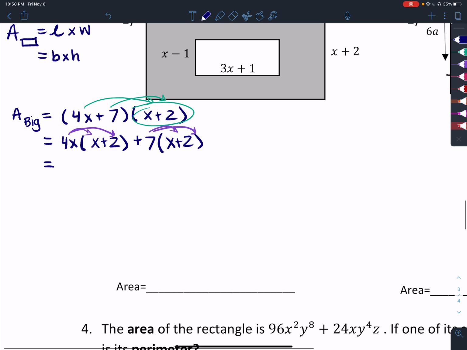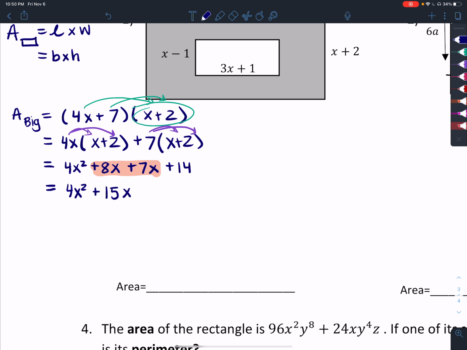And we're going to get 4x times x, we get 4x squared, 4x times 2, that becomes plus 8x. 7 times x, we get plus 7x. And 7 times 2, we get plus 14. Okay, and then I have to finish that off. And then we have to combine our like terms. So we have two x terms. So we're going to get 4x squared plus 15x plus 14. So that's the area of our big rectangle.